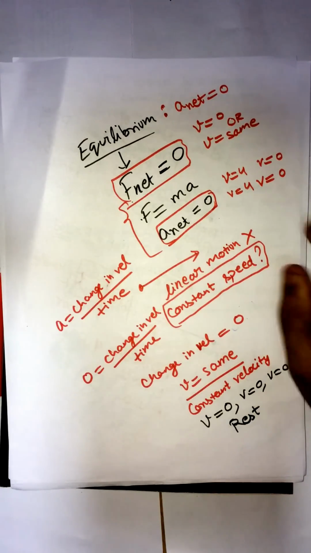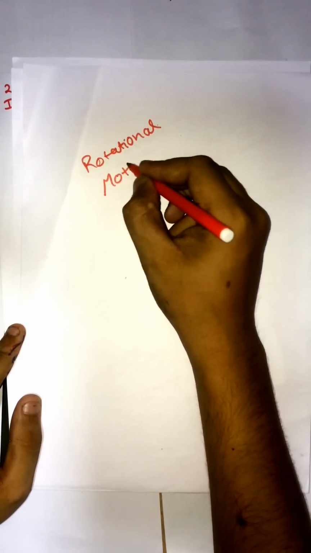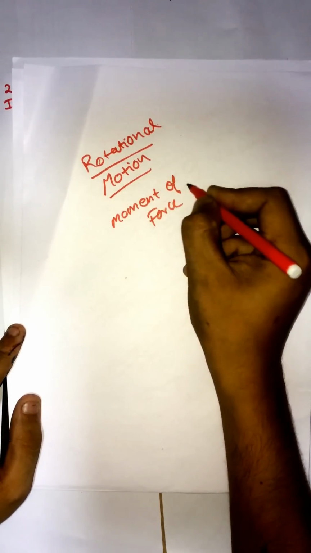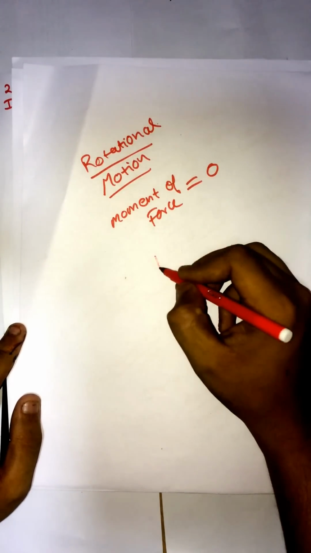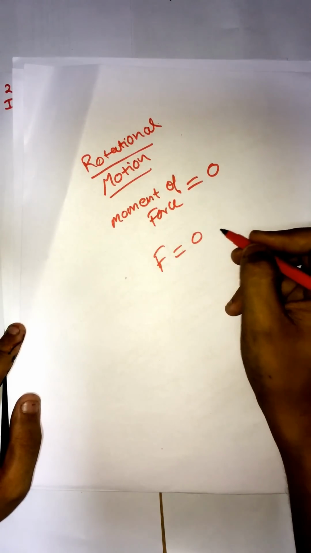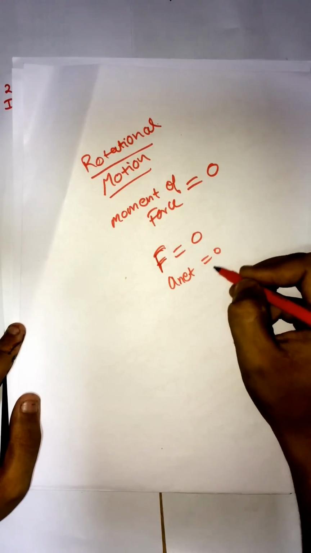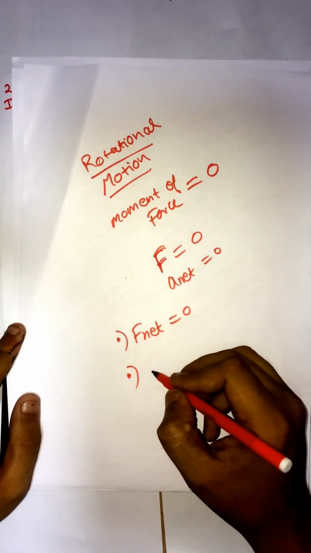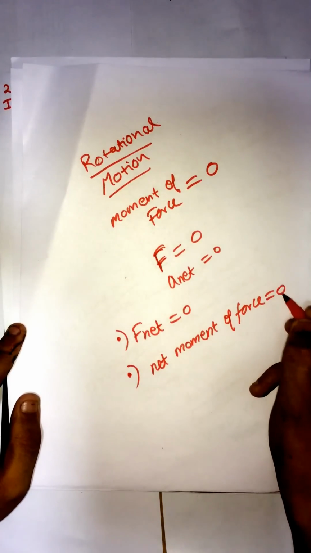You know, we have another kind of motion. What kind of motion? We have rotational motion. Yes, we have rotational motion. And to stop rotational motion, we need the moment of force equal to 0. If there is no moment of force, there can be no rotation. And if there is no force, then obviously there will be no acceleration. So there are two conditions. First, the net force acting on the body is 0. And the second, the net moment of force should be 0.